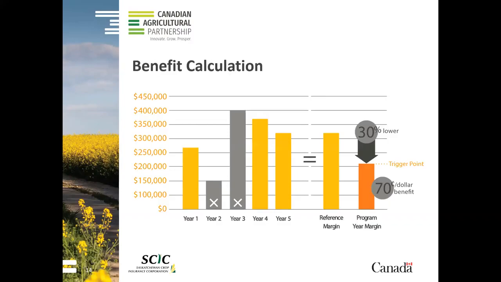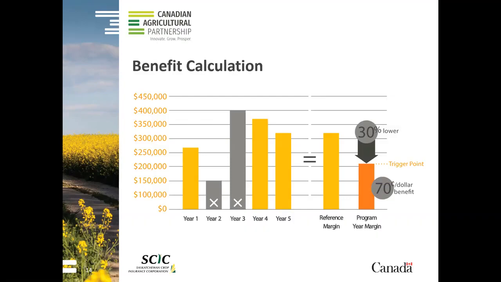So when we look at the reference margin on this graph, it's the 5 years that are on the left of the graph, year 1 to 5. And we remove the 2 gray bars, the lowest year and the highest year. And then we average the remaining 3 yellow bars to get the reference margin.